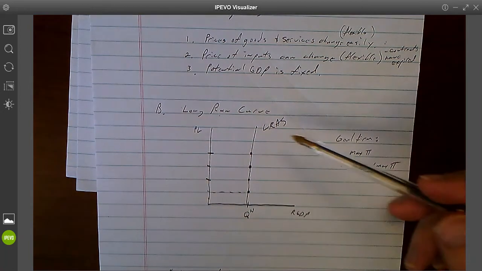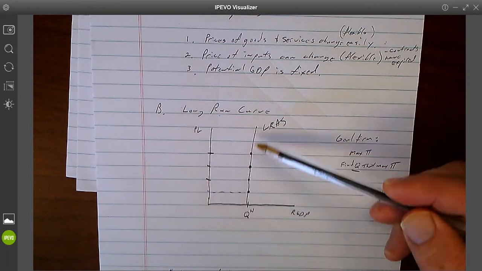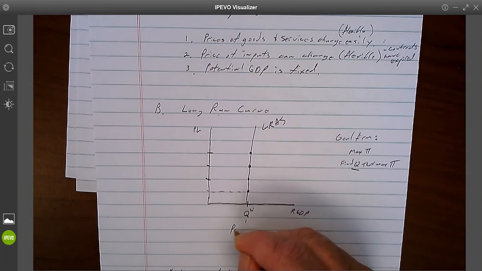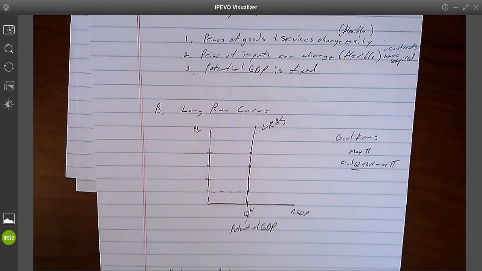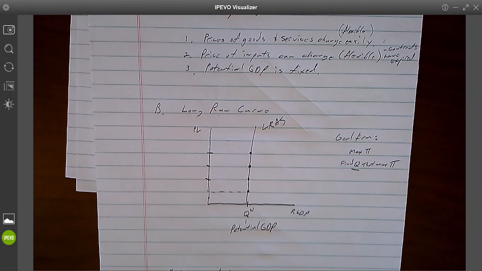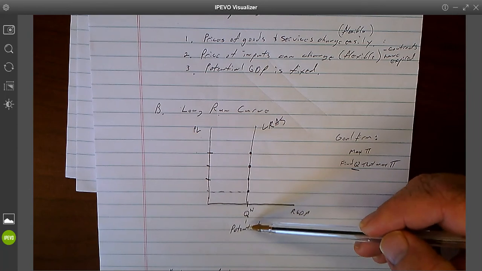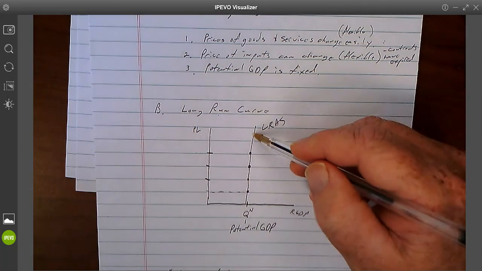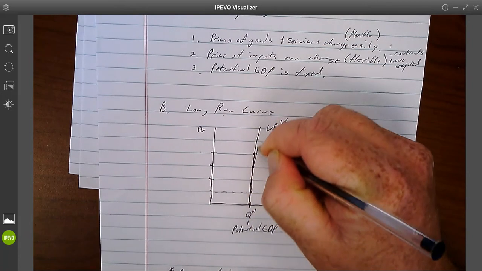The long-run aggregate supply curve is a perfectly inelastic curve at QN, and QN is potential GDP. Okay? So our long-run aggregate supply curve is a perfectly inelastic curve at potential GDP. And now we have our target, okay? This is our target. This is how much we want to produce, okay?